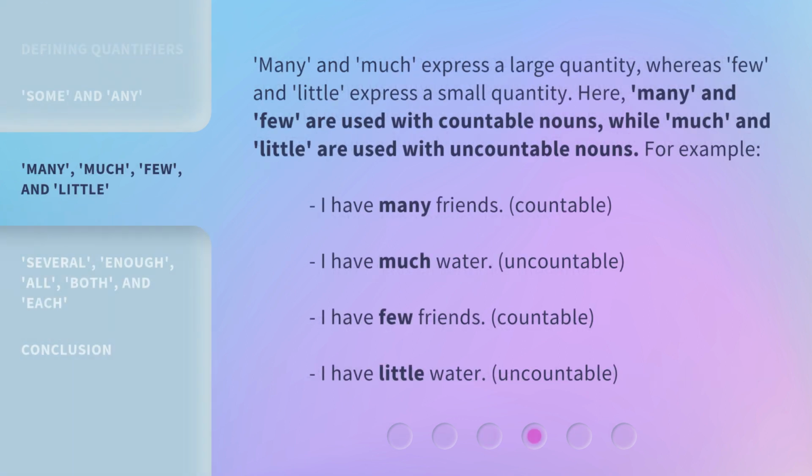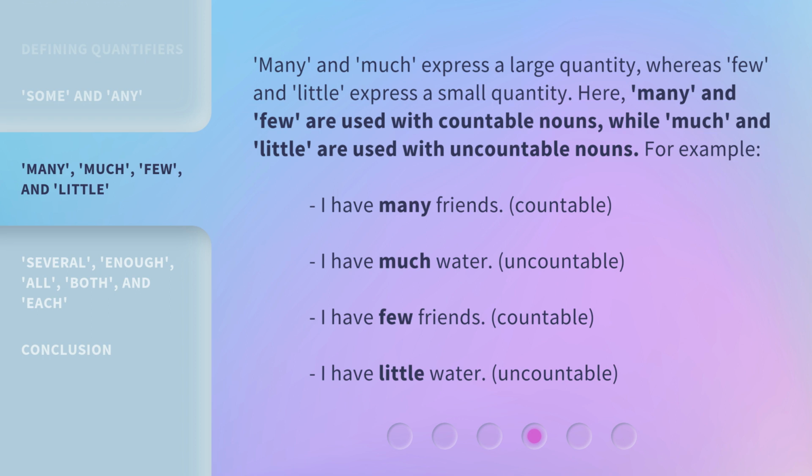Many and much express a large quantity, whereas few and little express a small quantity. Here, many and few are used with countable nouns, while much and little are used with uncountable nouns.